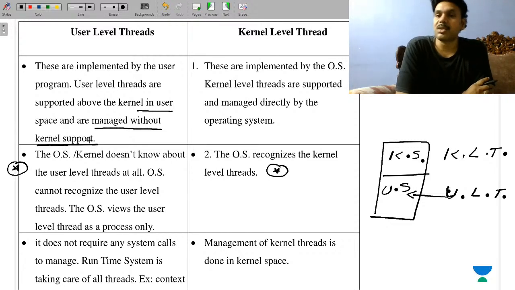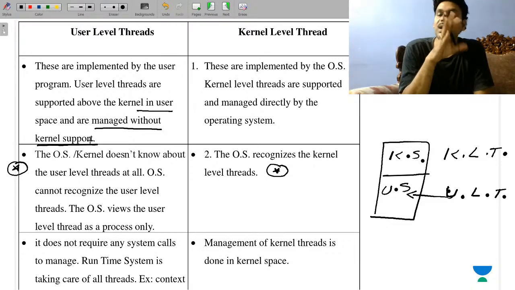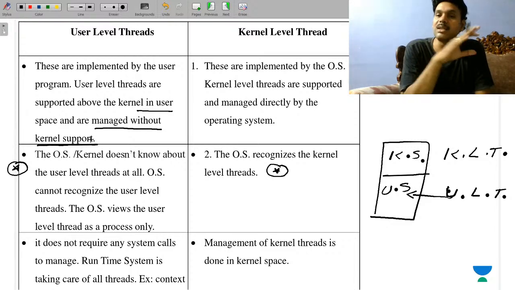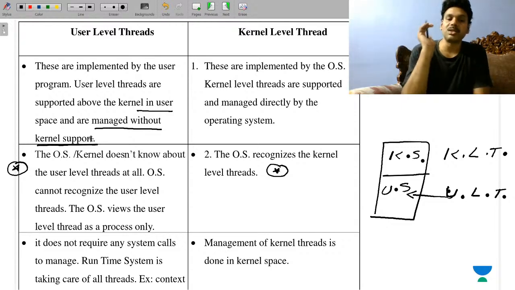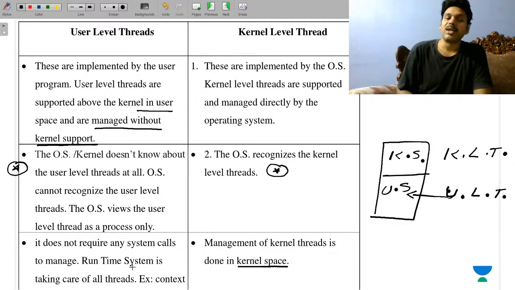If one particular kernel level thread is blocked, then the remaining threads are going to work on their own. Whereas in user level threads, if any thread is blocked, then all threads are going to be blocked. But this can be avoided in kernel level threads. What is that? If any one thread is blocked, then other threads do their own work. They are not going to be blocked. This is the concept. So these are the three important points. Management is done in kernel space here, and management is done in user space there.